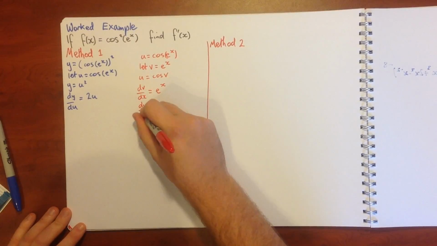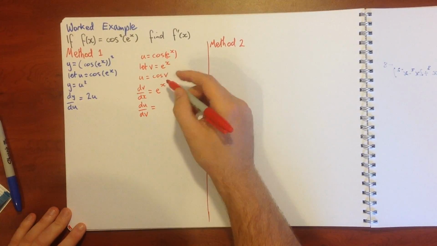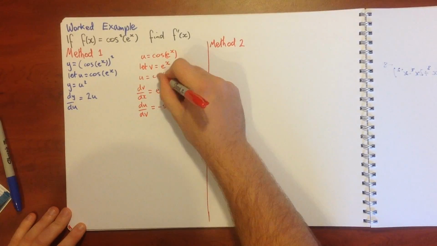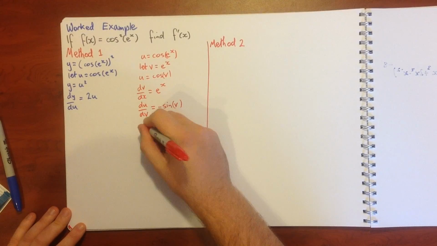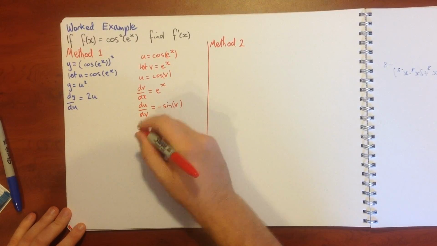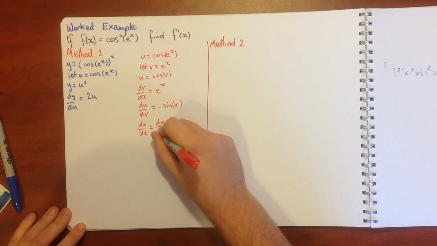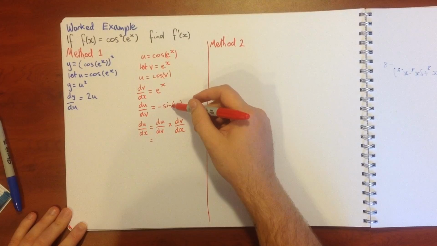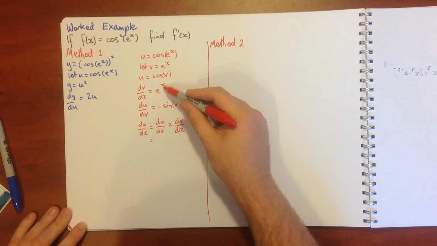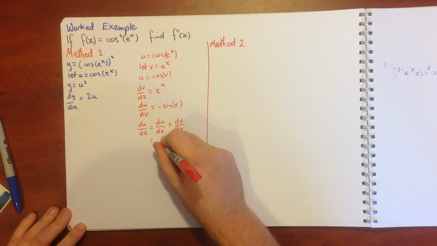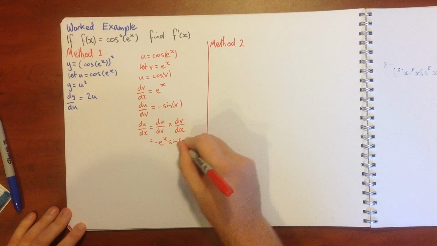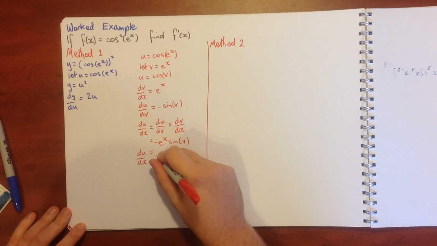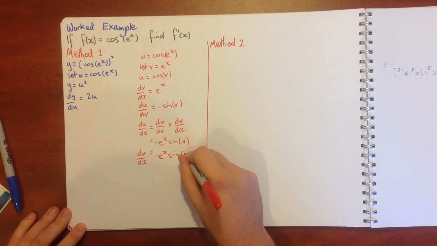And then du dv. Well, derivative of cos is negative sine, so that's going to make it negative sine of v. And remember we want du dx. So du dx is going to equal du on dv times dv on dx. Our du dv is our negative sine of v, times our dv dx, which is e to the x. So I'm just going to put that first and say we've got negative e to the x sine of v, and we need to sub that back in now, and so we've got our du dx equals our negative e to the x sine of e to the x.